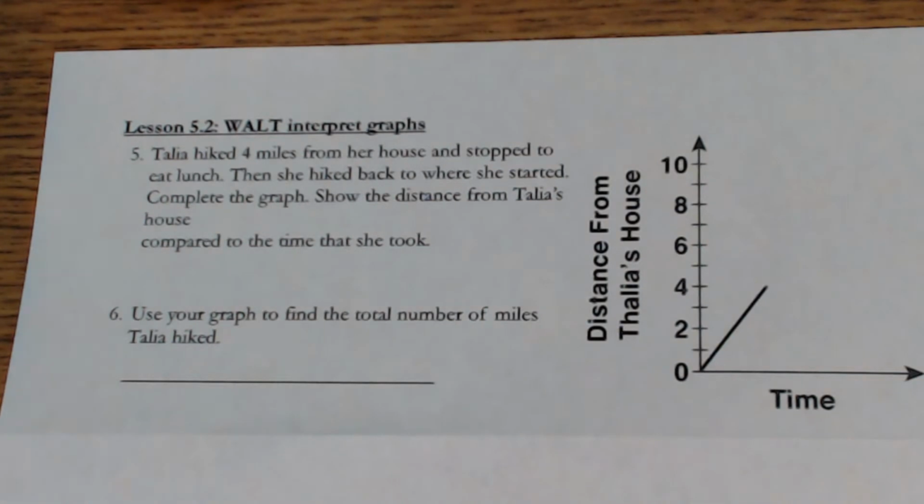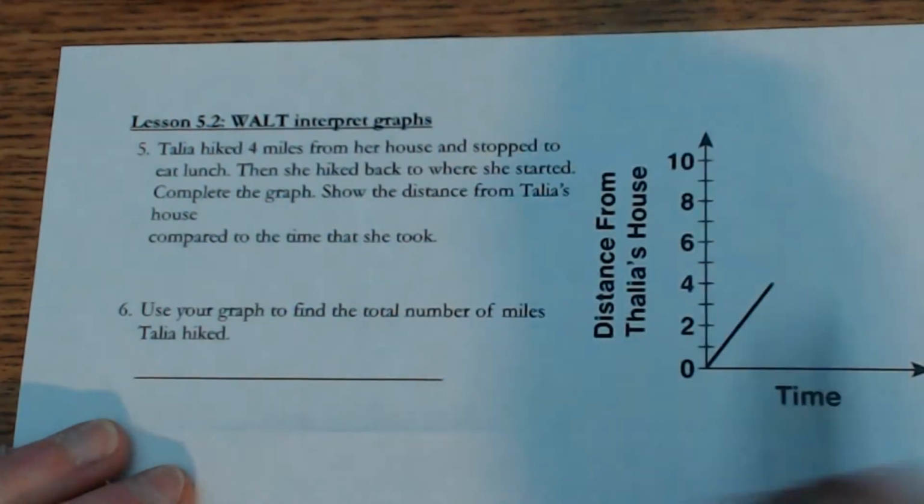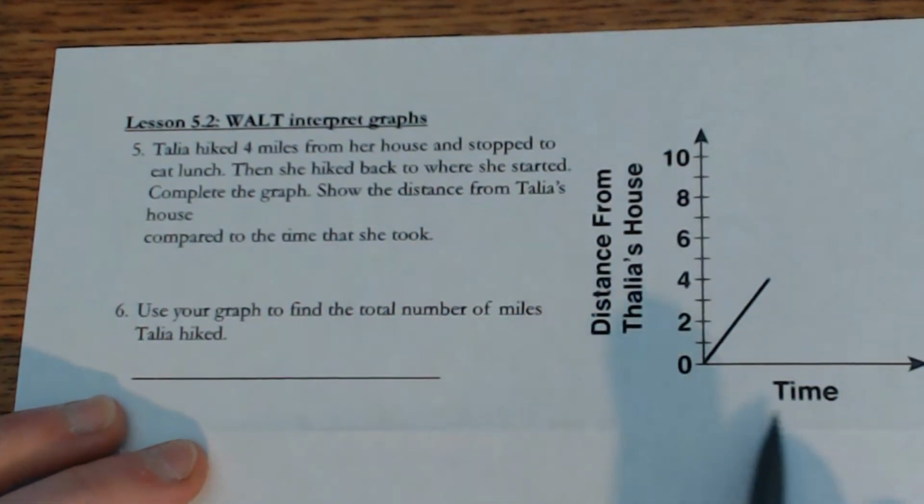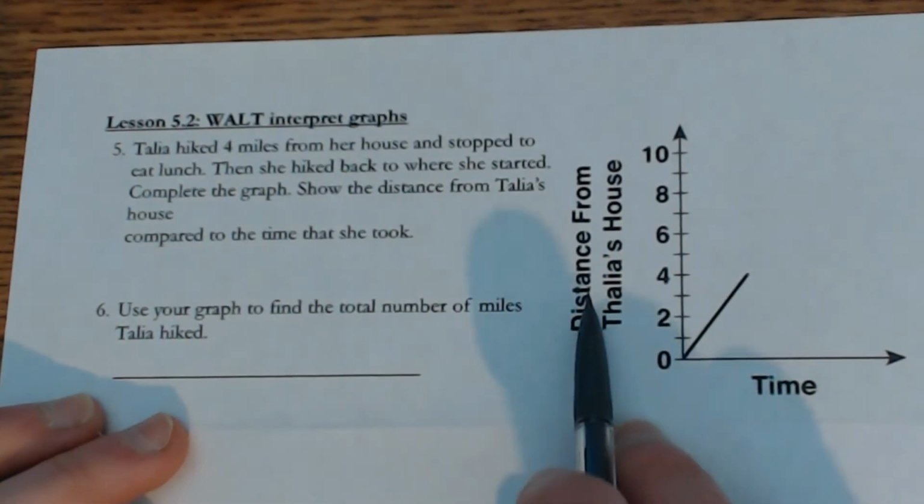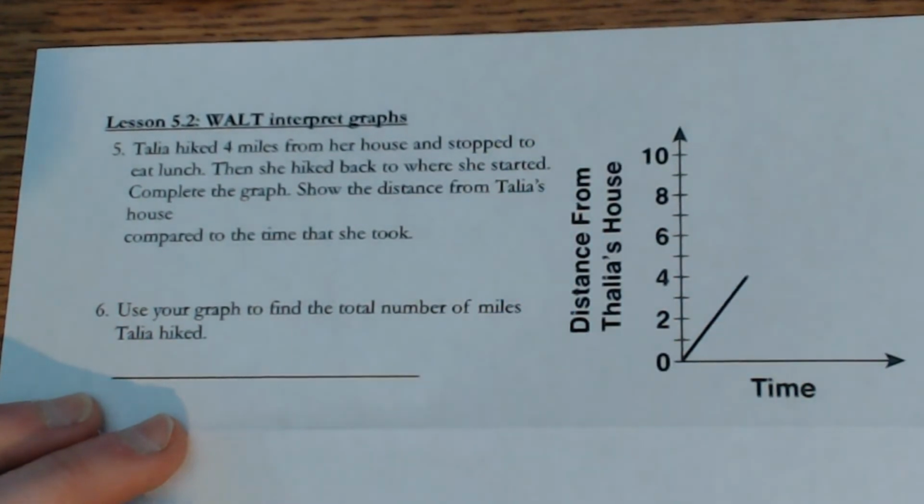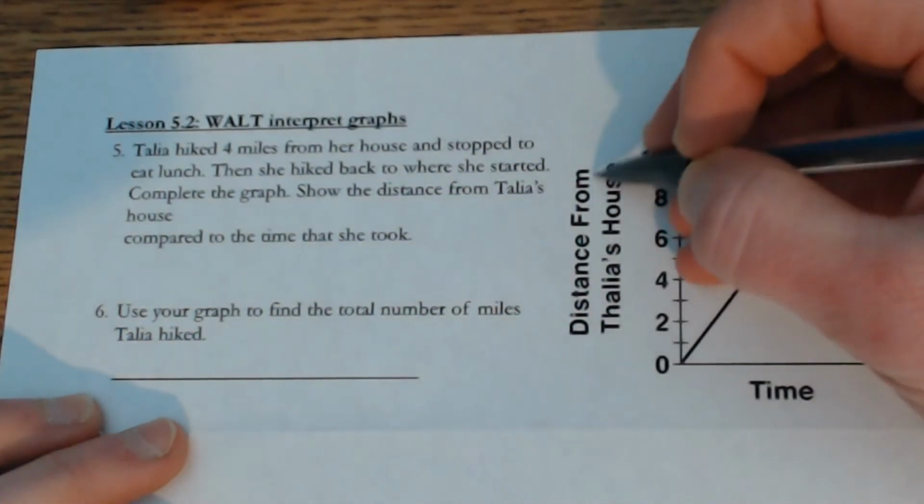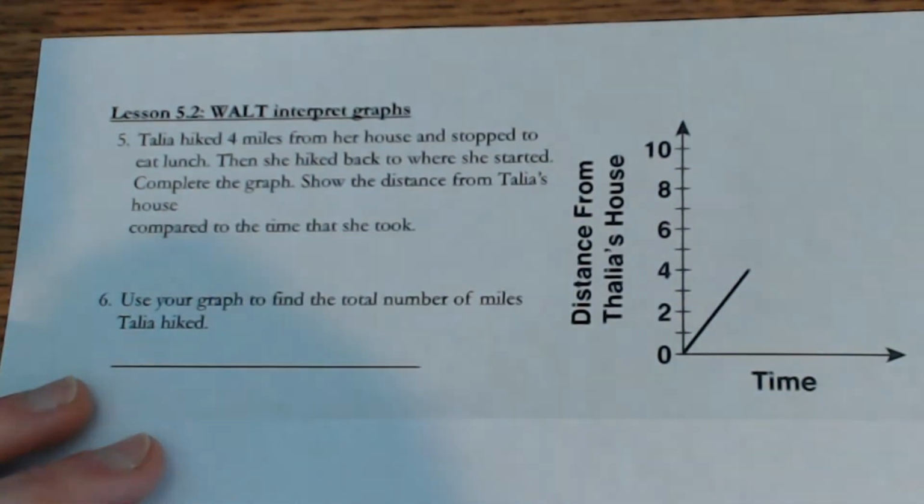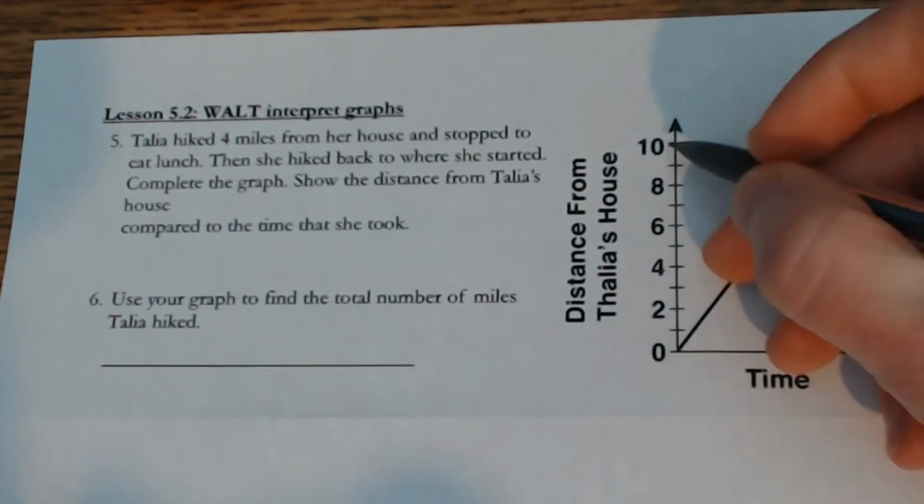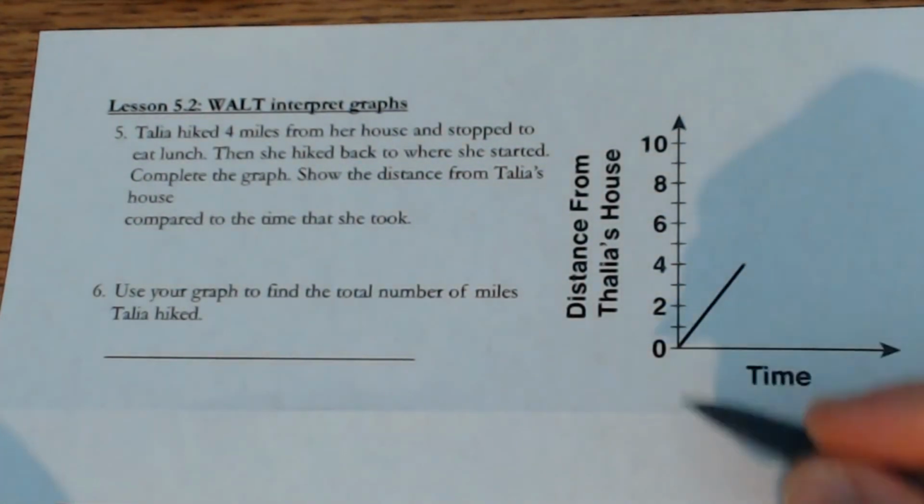All right, next we're going to go ahead and take a look at page 10. We're going to look at number 5. So this graph has already kind of started for us. It's showing time on the x-axis and distance from Talia's home on the y-axis. So notice that it says from her house. So if she's further from her house, that will go up. And if she comes closer to her house, it should come down.